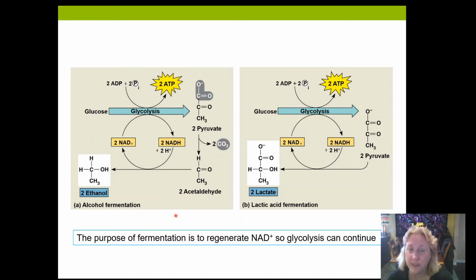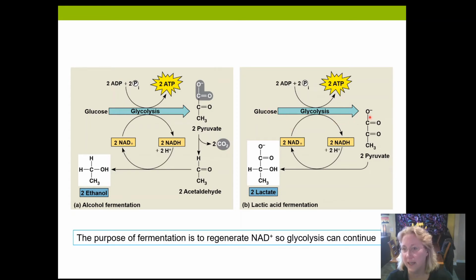So what the fermentation reaction does is it allows glycolysis to continue by wasting these electrons. These high energy electrons, instead of going into the mitochondria to make ATP, are going to be wasted, and that's going to allow glycolysis to continue. Most cells do lactic acid fermentation, and that's prokaryotes and eukaryotes. This is what our cells do, lactic acid fermentation.